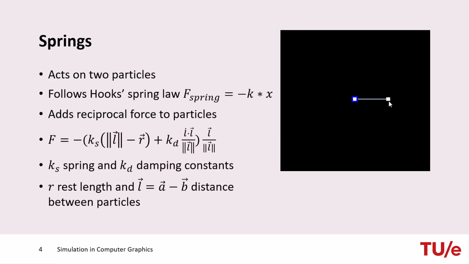Springs are forces that act on two particles, which tries to keep those two particles within a certain range of one another, following Hooke's spring law. Depending on how we set the coefficients of the spring, it can either act like a very stiff spring, like for example a car suspension, or more lax, like a rubber band.